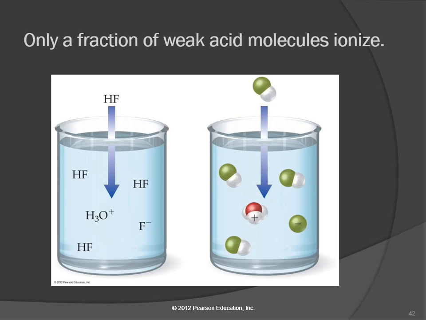Picture this: you put HF into water, you get some fluoride ions and some hydronium ions, but you also have a lot of the intact molecule just floating around. Here's the molecule. We put it into water. Some of them come apart, many of them do not. That's a weak acid. It does not ionize completely.